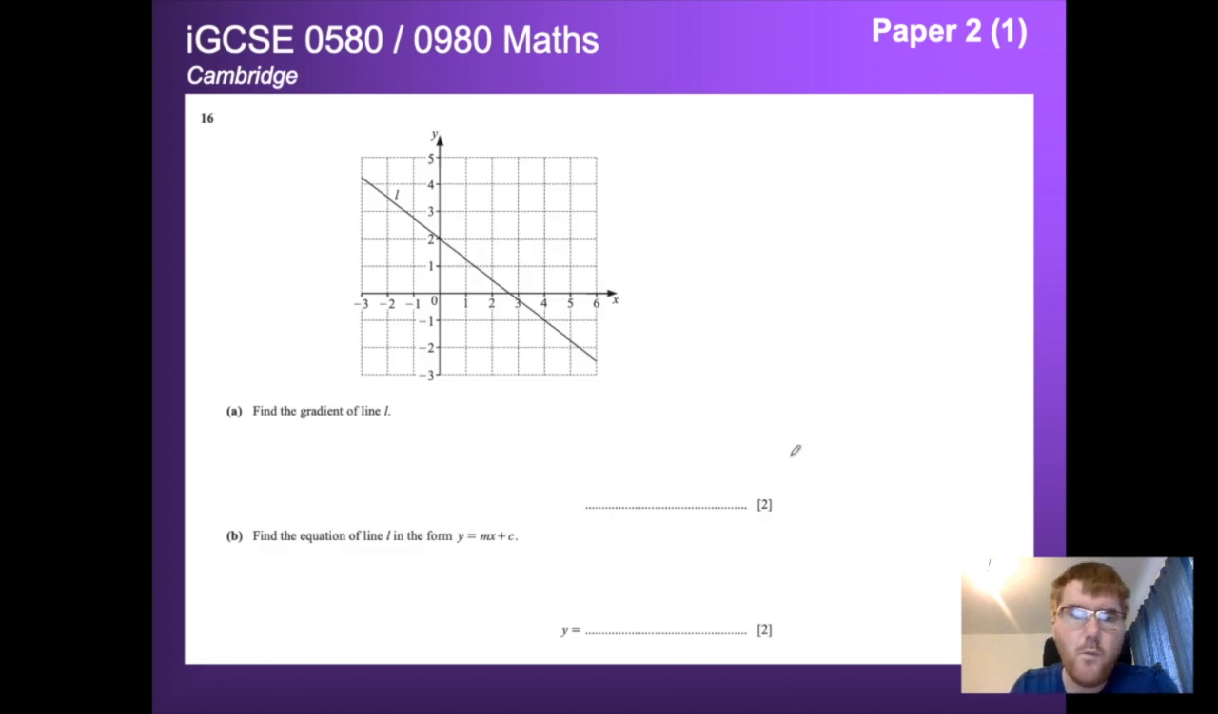Question 16, we're going to work out the gradient of line L, so up on the board. Now whenever you want to work out a gradient from a diagram, try and find where it crosses a whole number.